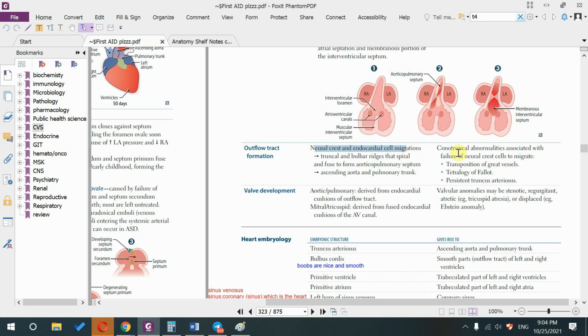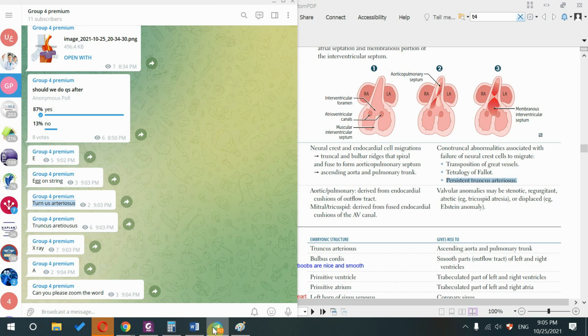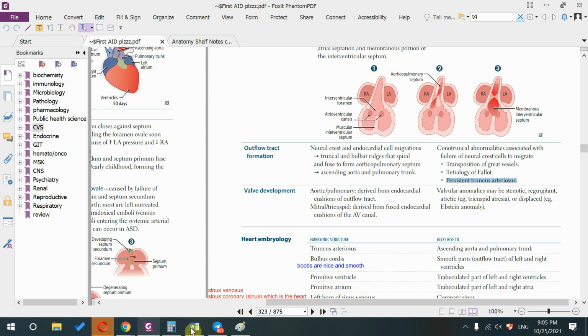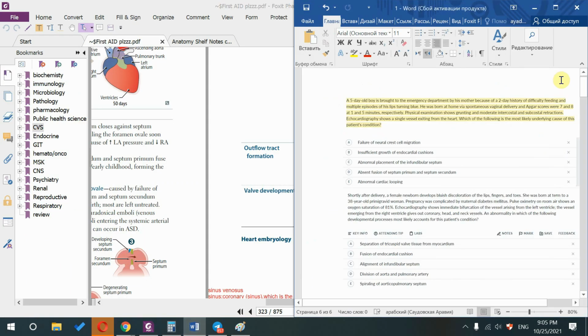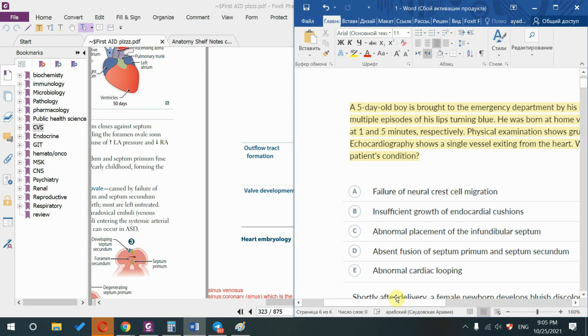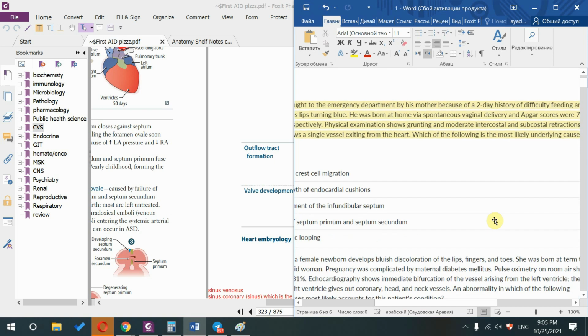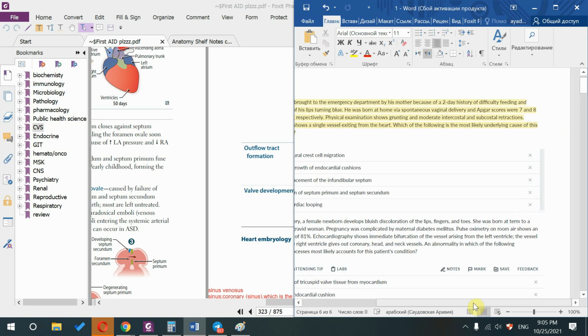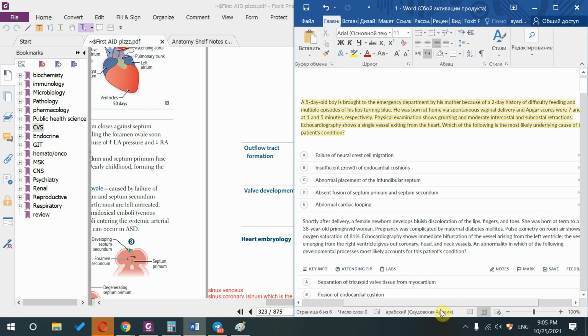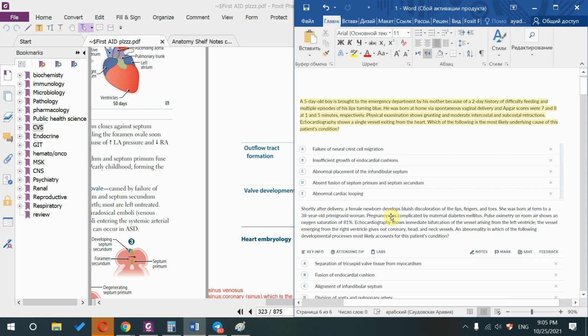So it's one of these conotruncal abnormalities. It's persistent truncus arteriosus, and you can see neural crest and endocardial cell migration. Excellent job for the one who answered it. Can you please zoom on the word? Okay, yes, of course I can. Just a second. I hope it's better like this.